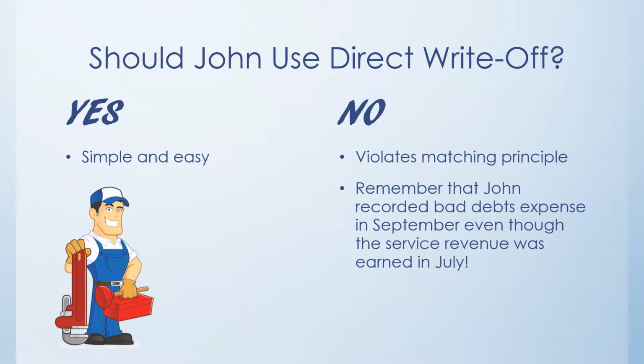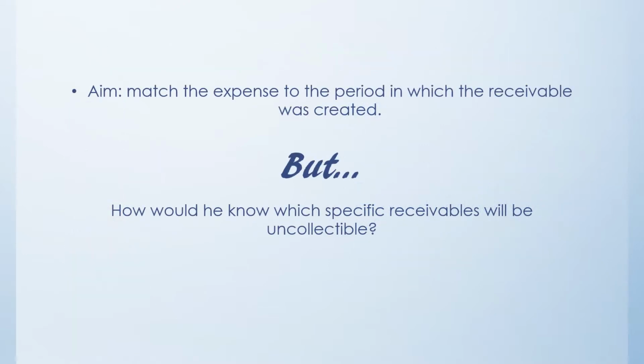But should John use this method? While it is simple, it violates the matching principle because John doesn't match the expense to the revenue closely enough. He must match the expense to the period in which the receivable was created. This is done by recording bad debts expense at the end of each accounting period.